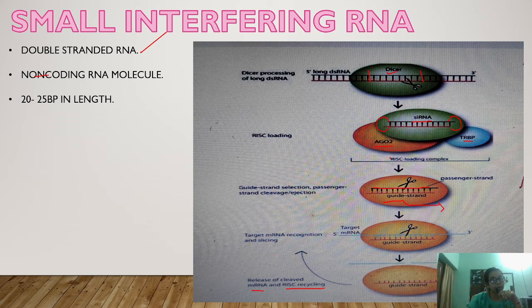What do you mean by recycle? It will be reused for another cycle to form the complex, and now the gene which needed to be cleaved out or silenced is removed. So this is the overall process which takes place in small interfering RNA. This is the generalized process. If you understand this process, then the next one, microRNA, will be very easy. Hope you understood this. If you have any doubt, you can ask me.